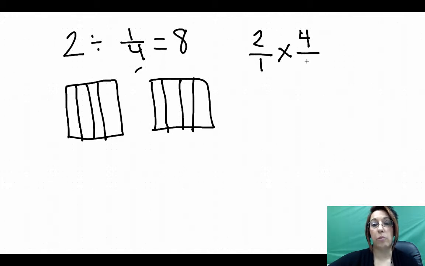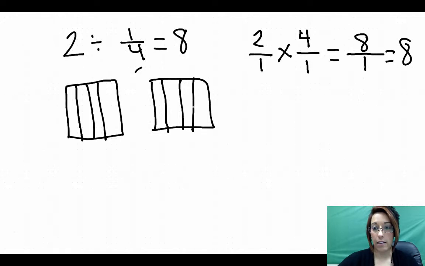So that means it would be 4/1. When we do our multiplication across, 2 times 4 is 8 and 1 times 1 is 1. So our answer would be 8. The thing that kids forget is to keep the whole number, switch the sign, and then flip the fraction.